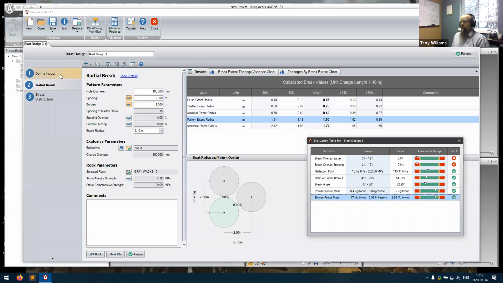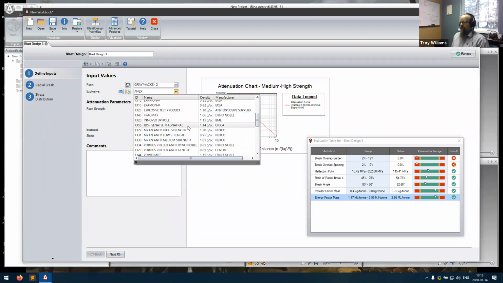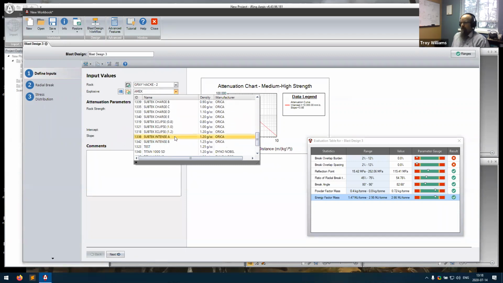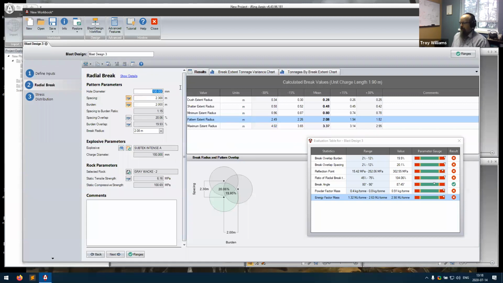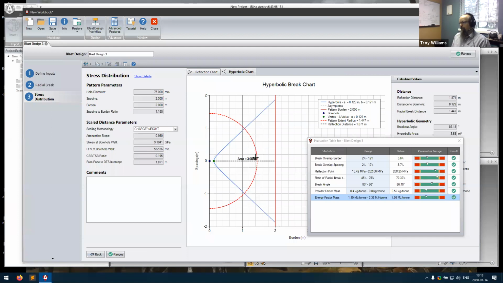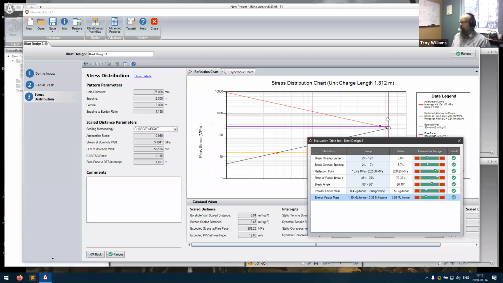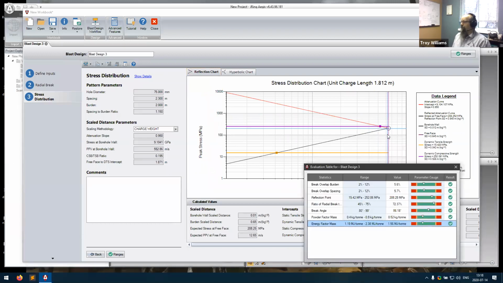The other thing we can do is, instead of changing the explosive product, we can change the hole diameter. So if I put our original explosive back in and I reduce the hole diameter to 75, we can see, according to the model, this would produce a good blast. It's between 2 and 12%. And our break radius is very close to where it should be. It's not exceeding. And the reflection chart is actually hitting below the dynamic compressive strength, which is a good sign. This blast would probably work suitably as well, given the rock properties and explosive properties that we've listed in.